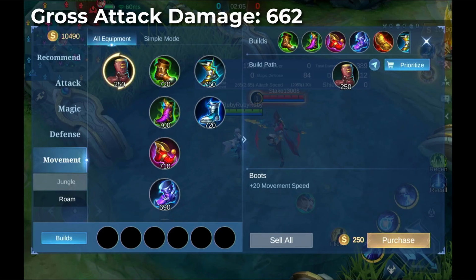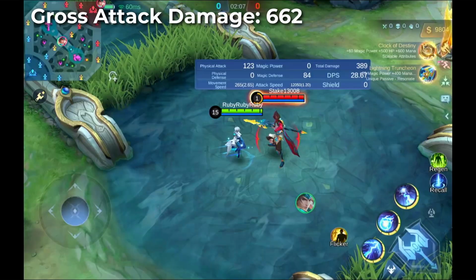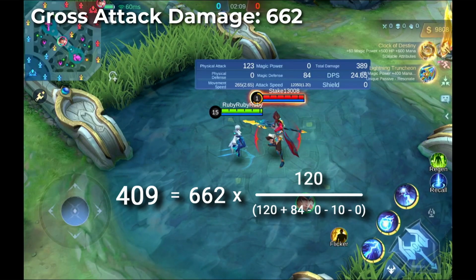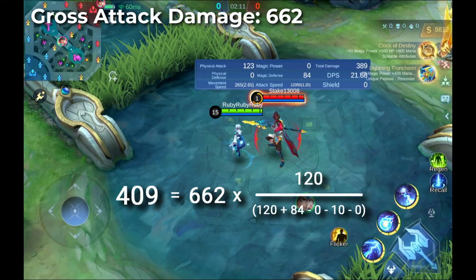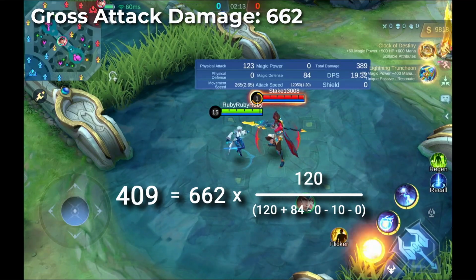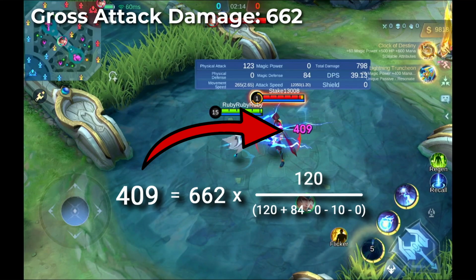Now, let's add some fixed penetration by getting Arcane Boots, which gives us 10 fixed penetration. In theory, we should be doing 409 magic damage with Eudora's skill 1 now. Nice, we got the right numbers again.